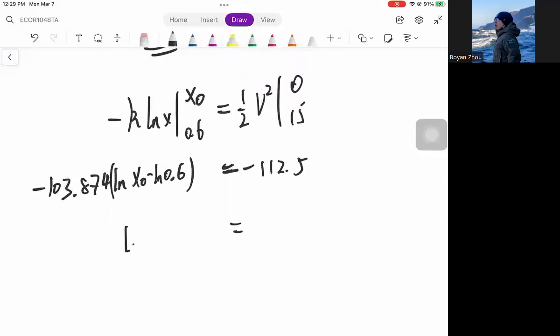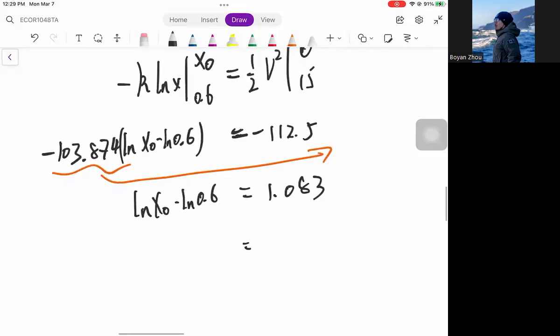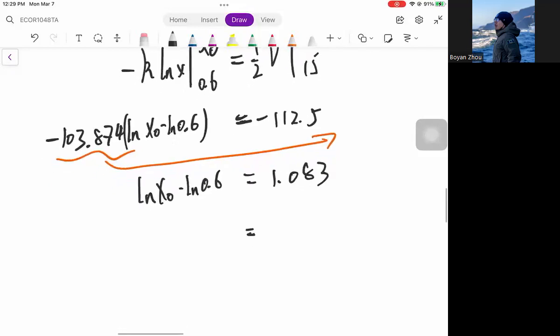Okay, so I'm just gonna move this value to the right so that we have ln x naught minus ln 0.6 is equal to 1.083. And I'm gonna use a small trick over here: ln x naught minus ln 0.6 is equal to ln of x naught over 0.6. That is equal to the same thing.